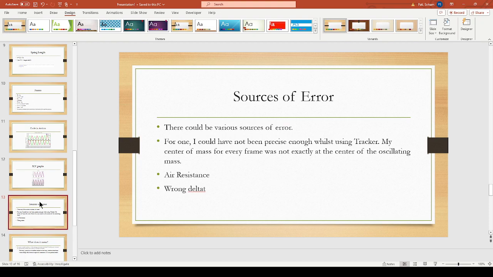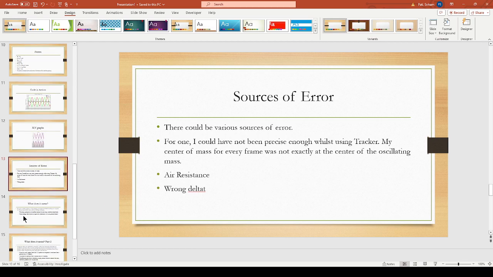Sources of error: there could be various sources of error. I may not have been precise enough while using Tracker. My center of mass for every frame was not exactly at the center of the oscillating mass. There's also air resistance, and our delta t might not be precise enough.